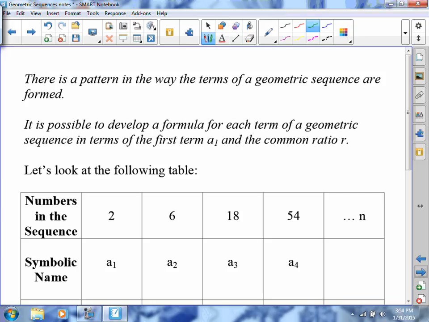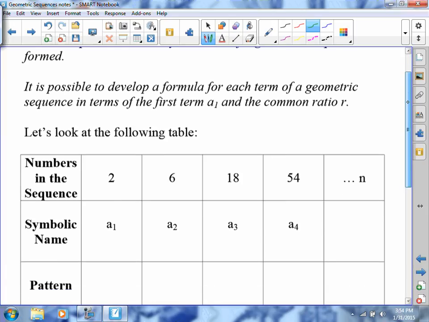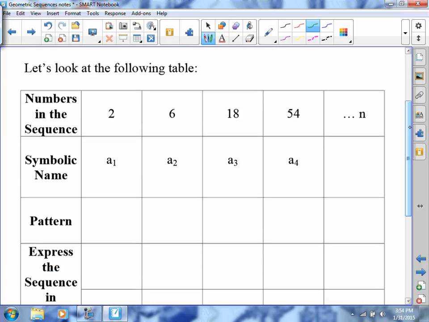Now, there's a pattern in the way that the terms of a geometric sequence are formed. And it's possible to write a formula for each term of a geometric sequence in terms of the first term and the common ratio. So this table here is a little activity we're going to do in class to help us figure out that equation that will help us with any geometric sequence that we come across.